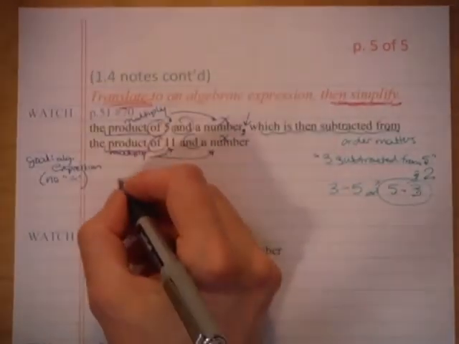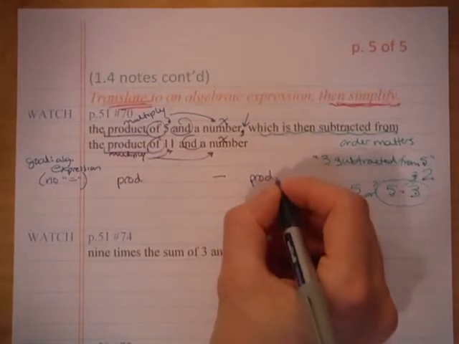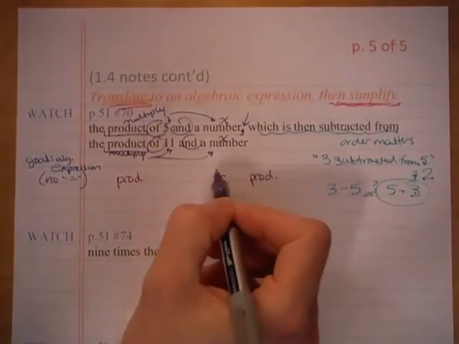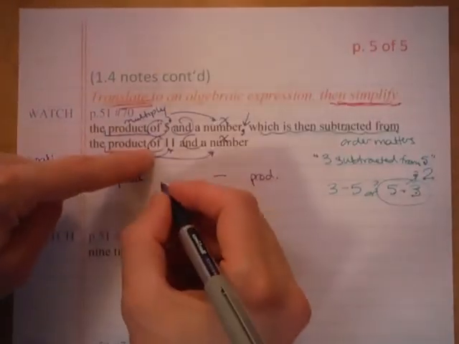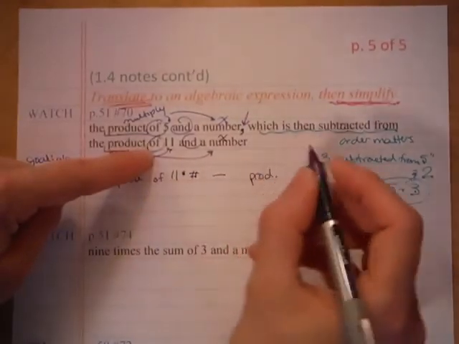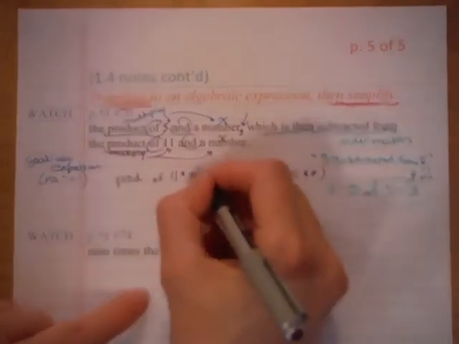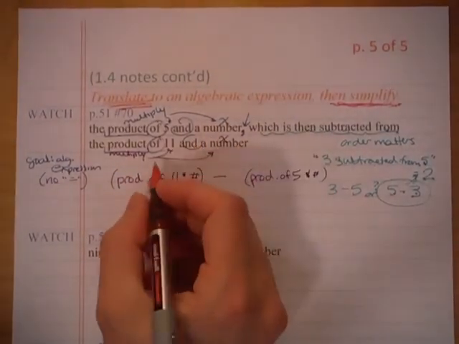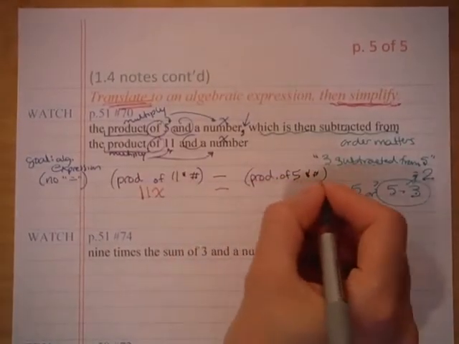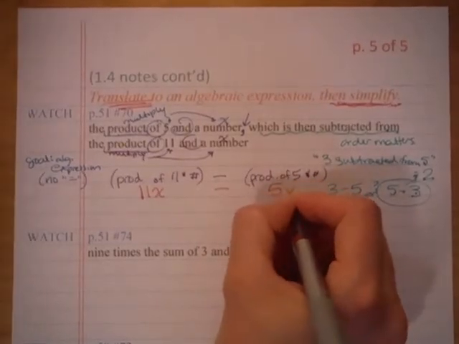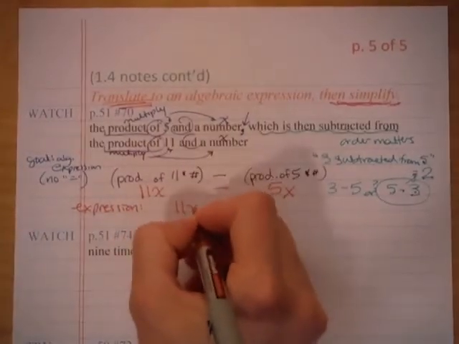So we've got a product minus another product. That's the basic idea. We've got a product subtracted from another product, but which one is it? Well, it's the first one subtracted from the second, so it's the second minus the first. It's the product of 11 and a number minus the product of 5 and a number here. So finish the translation: product multiplying, that's 11 times x, minus product multiplying 5 and a number, that's going to be 5 times x. So our expression that we've translated here is going to be 11x minus 5x.